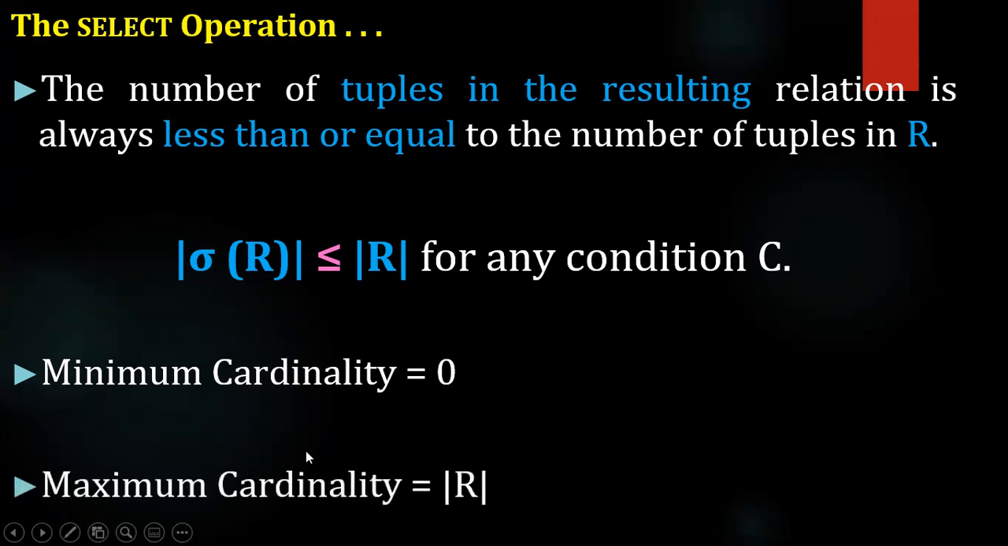Then next, I want to select the employees whose salary is greater than 5,000 rupees. If I go and check the employee table, all employees are getting a salary which is greater than 5,000. So all rows will be selected. So the minimum cardinality is 0, and the maximum will be equal to the number of tuples in the original relation.